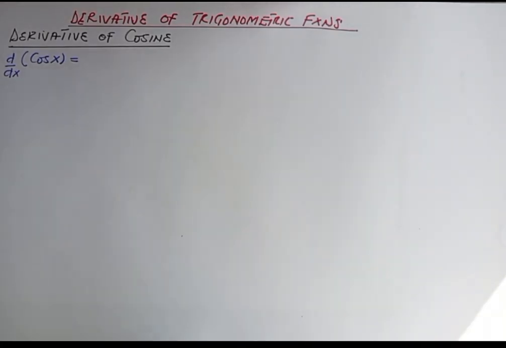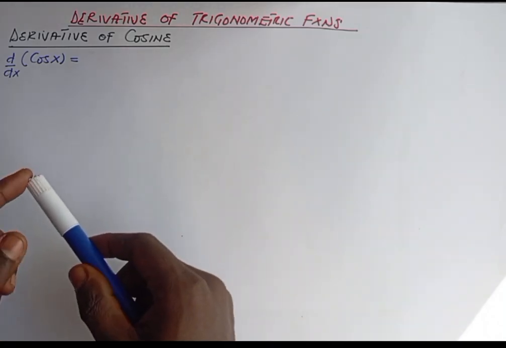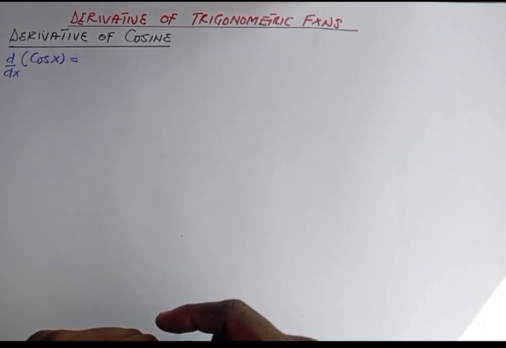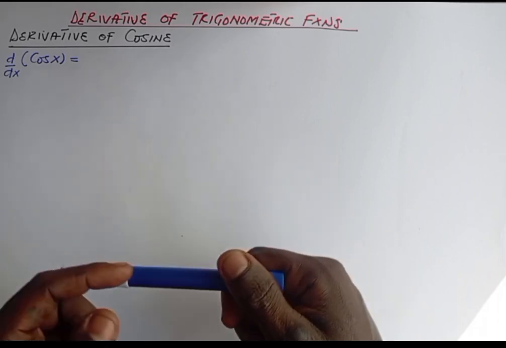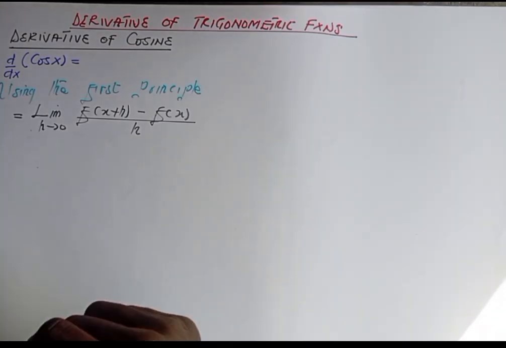The next thing we are looking at is what? The derivative of cosine, which means that when we differentiate cos of the angle x, what are we going to get? So we are going to derive this derivative of cosine using what? The first principle. So you know that the first principle is given as this.